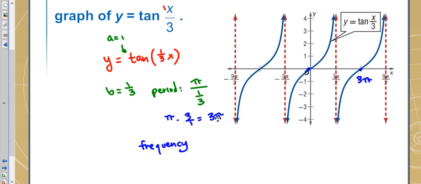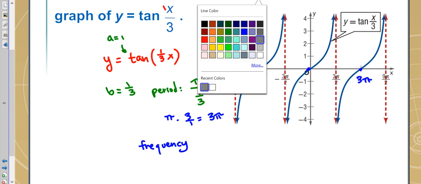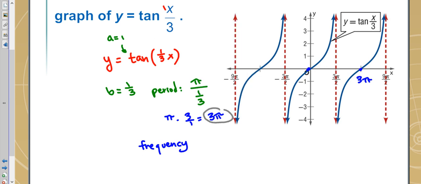So if the period is 3 pi, and I should have boxed this up so we can see it easier, the frequency is equal to 1 over 3 pi. That means to go one cycle, you have to travel 3 pi. If you reduced it, you would find out how many cycles it makes per 1 unit, and it would actually be less than... It'd almost be about 10% of a cycle every 1 unit you go to the right.